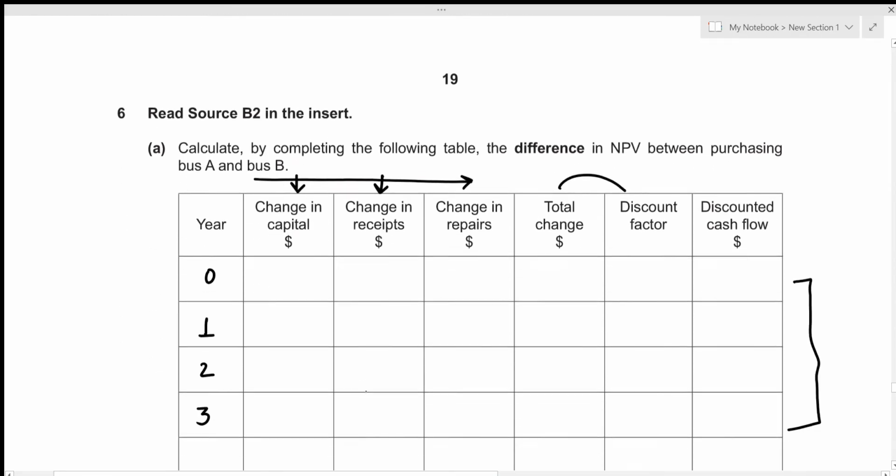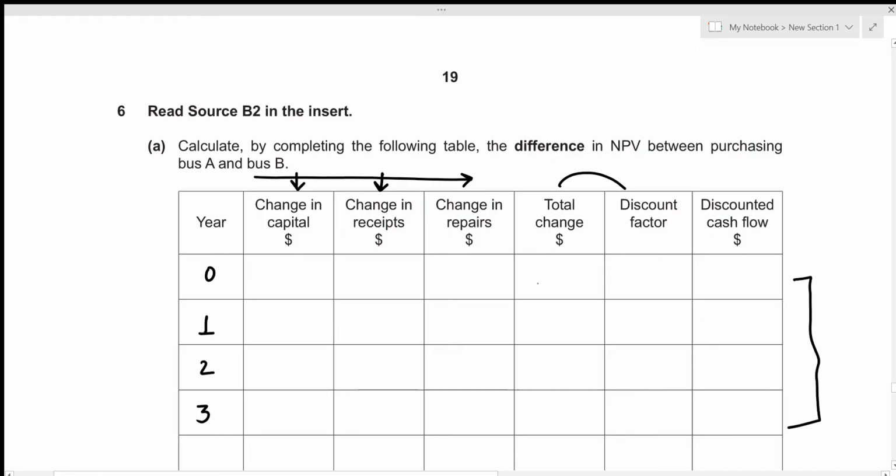And we noticed that there was no discount factor for year 0 because that is the present time and we don't need to discount it. So the discount factor for time 0 is always going to be 1. Then for year 1, that was 0.909. For year 2, that was 0.826. And for year 3, that was 0.751.